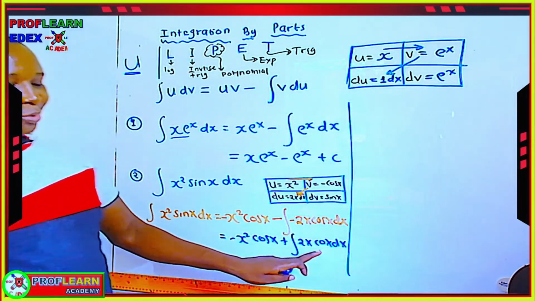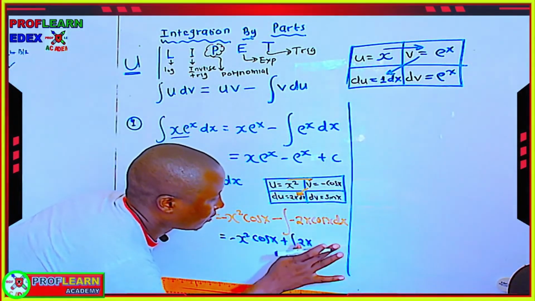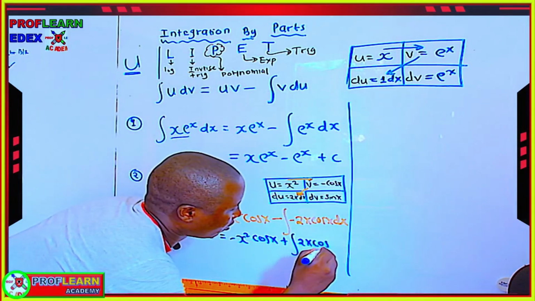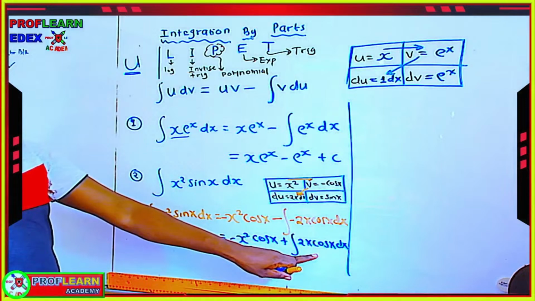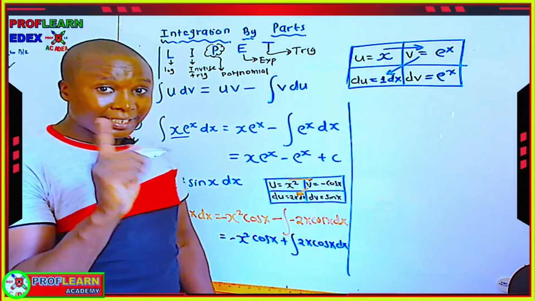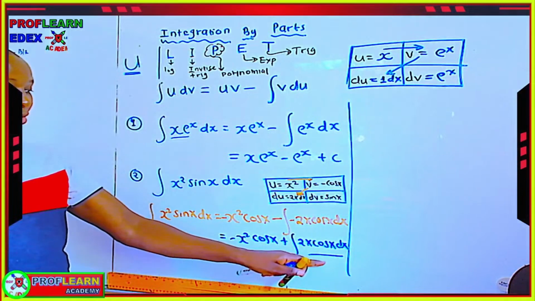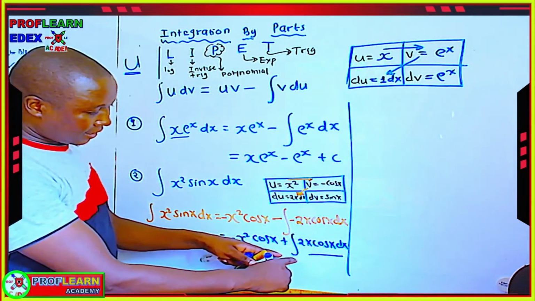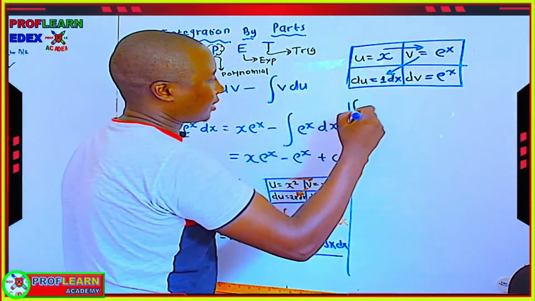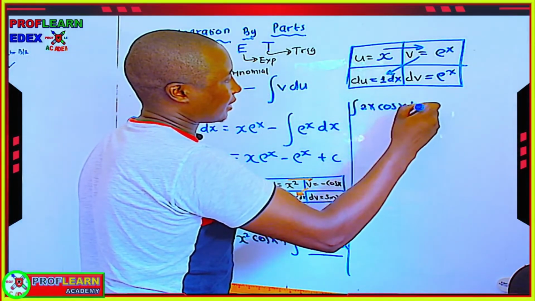We cannot stop there. Let me just write this properly. This is cos x dx. So you can see again this part that we are having here needs to be integrated by parts. There's no technique you can use unless you use integration by parts again here. So let us integrate this term again, 2x cos x dx.